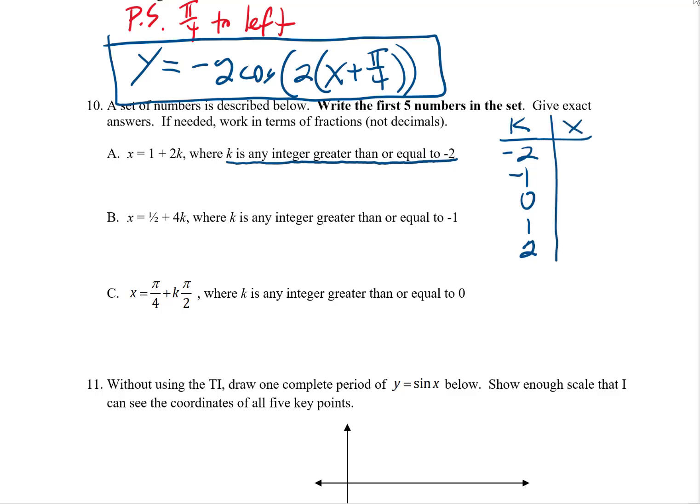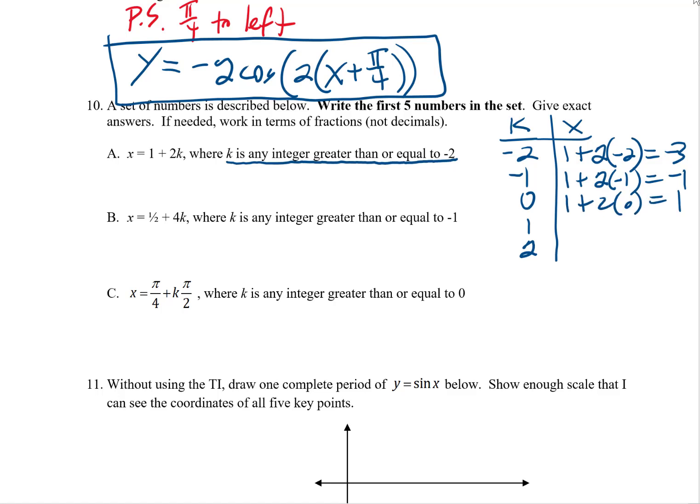To find the first 5 x values, I would just have to plug each k into the little formula we were provided. Remember, x is 1 plus 2 times that particular k. That's 1 plus -4, which comes out to be -3. And just repeat that process. 1 plus 2 times -1, that's 1 plus -2, which is -1. If you plug in 0, you're going to get 1 plus 0, which is 1.